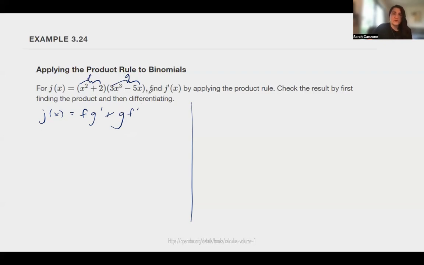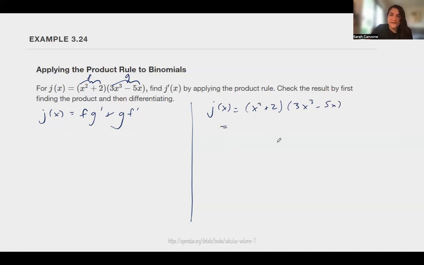So we can use the product rule on one side, and we will use the simple distribution on the other. So here's the product rule, and then here's j of x equals x squared plus 2 times 3x cubed minus 5x on the other. All right, let's go ahead and try this one first. So let's just go ahead and FOIL this before we do anything else.